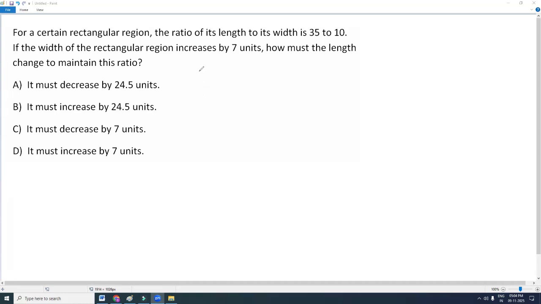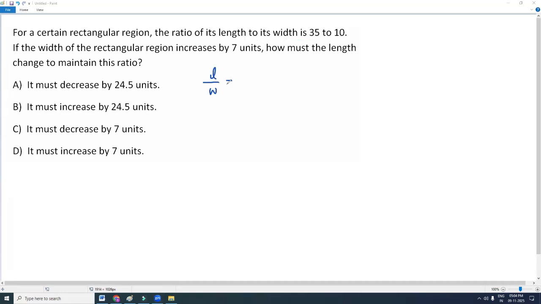For a certain rectangular region, the ratio of its length to its width is 35 to 10. If the width of the rectangular region increases by 7 units, how must the length change to maintain this ratio? Here we have the ratio of length and width of the rectangle, that is 35 to 10. Okay, let me write the stuff out here.